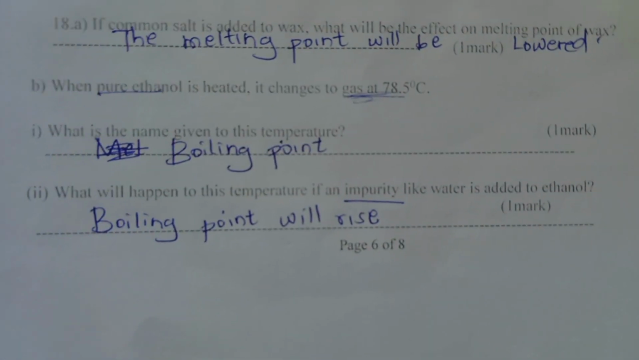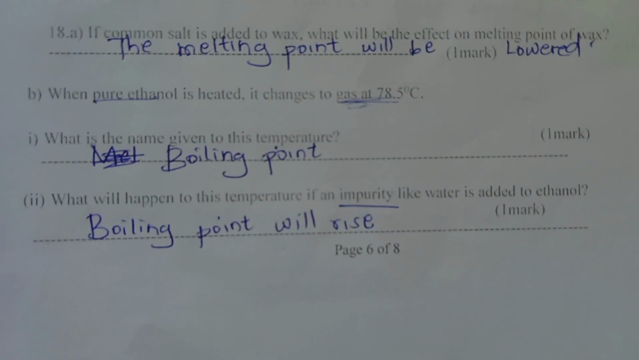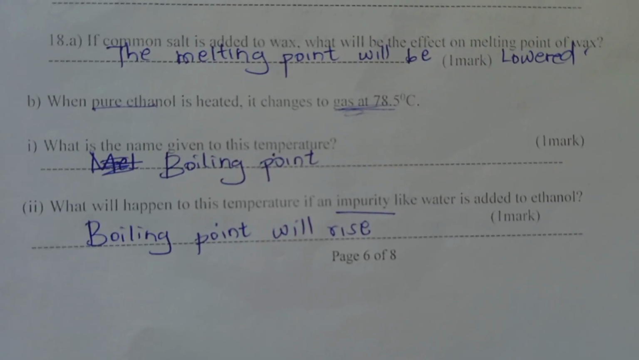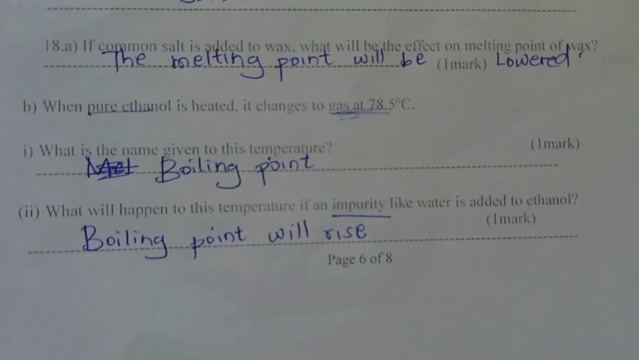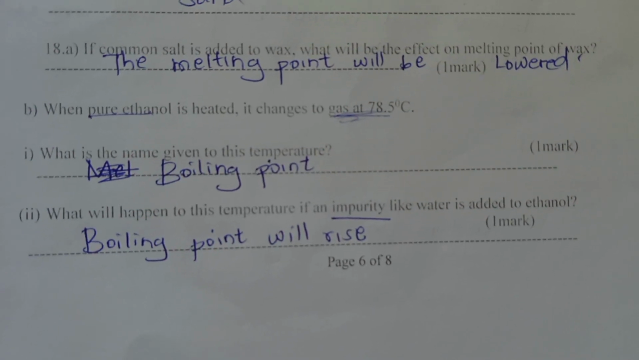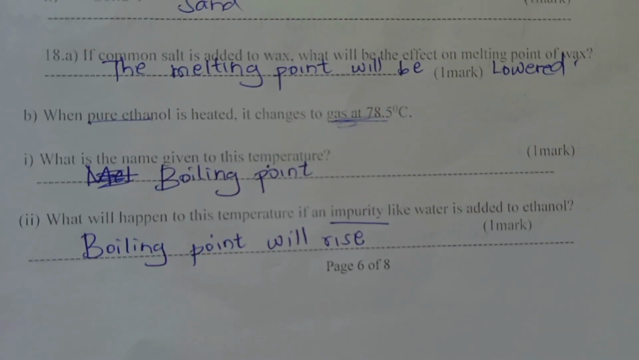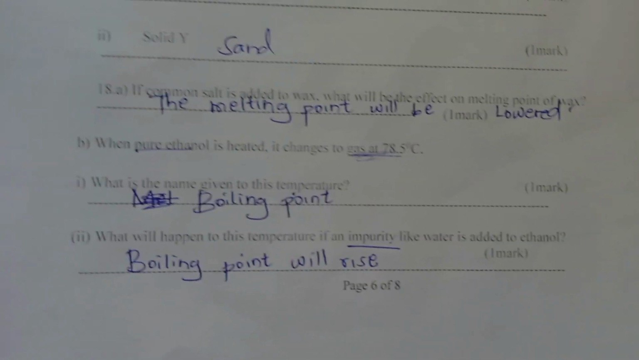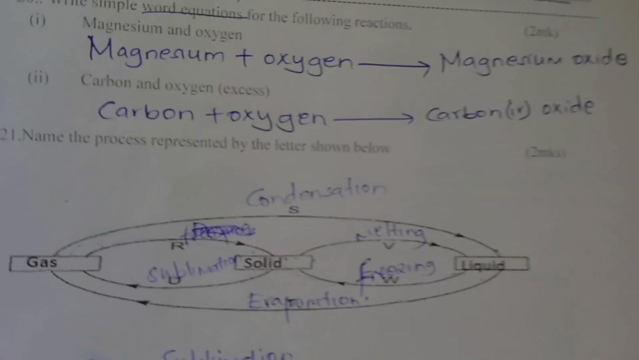So when pure ethanol is heated, it changes to gas at 78.5 degrees Celsius. What is the name given to this temperature? It's called boiling point. What will happen if an impurity like water is added to ethanol? The boiling point will rise, or the temperature will rise.